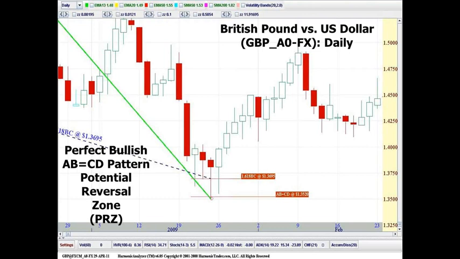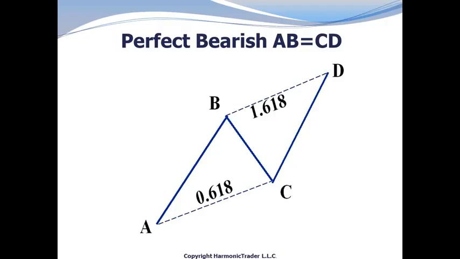Looking at this chart of the price action in the potential reversal zone, notice the importance of the 1.618 BC extension complementing the exact AB equals CD equivalent pattern completion. This was the exact low for that move. And notice how the price action changed immediately after testing all these numbers in the zone.